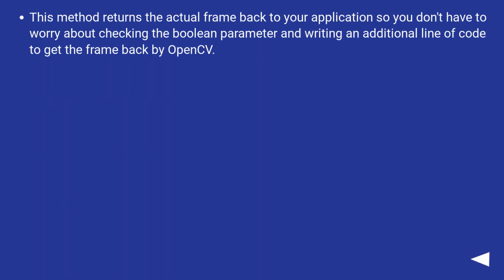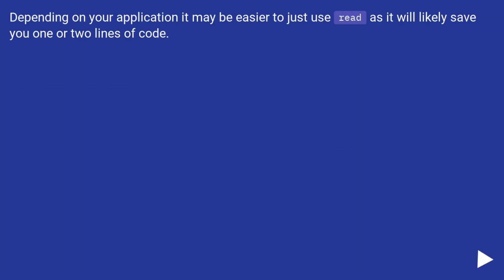This method returns the actual frame back to your application so you don't have to worry about checking the boolean parameter and writing an additional line of code to get the frame back from OpenCV. Depending on your application, it may be easier to just use read, as it will likely save you one or two lines of code.